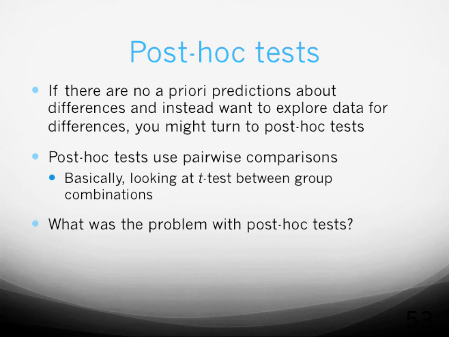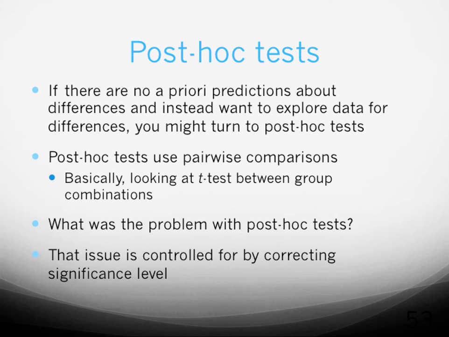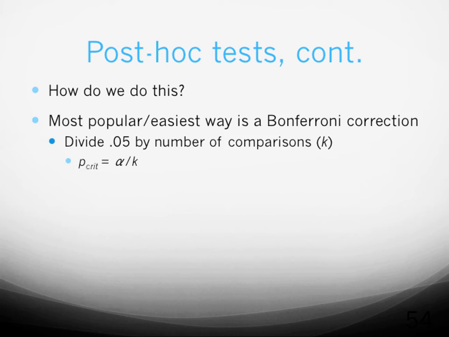But remember, there was a problem with doing t-tests, and that's the same problem when we're looking at post hoc tests, which is that we run the risk of inflating the chance of error because we're just doing these multiple tests that have 0.05, all of them, set as your alpha level. So this is corrected by controlling for significance level.